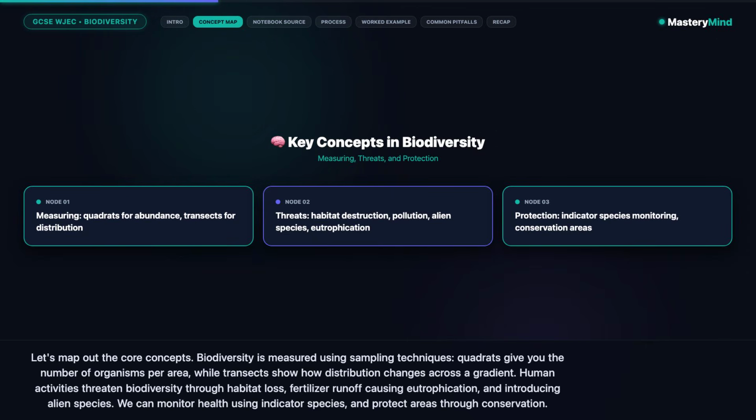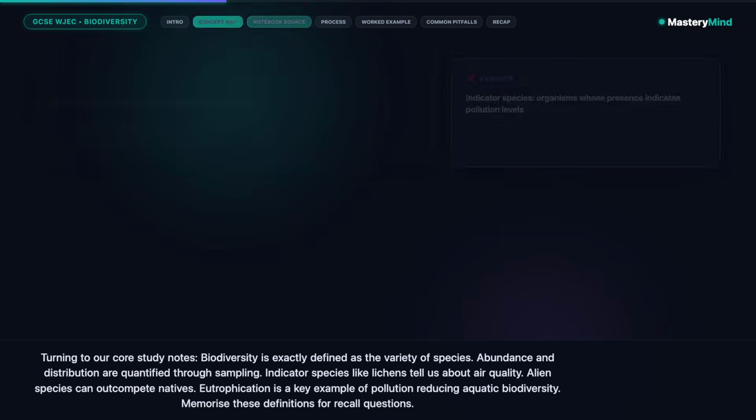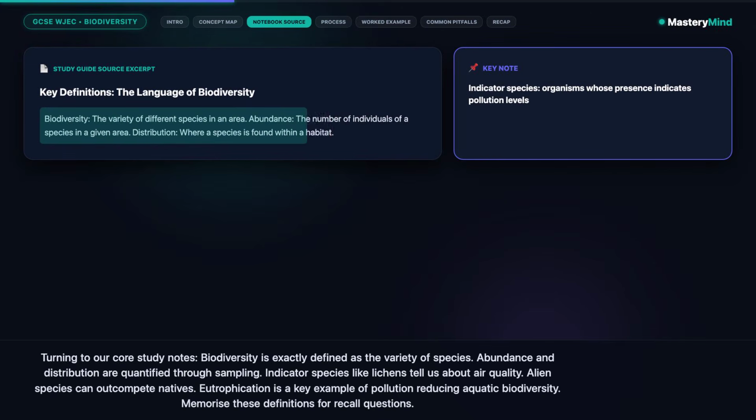Turning to our core study notes, biodiversity is exactly defined as the variety of species. Abundance and distribution are quantified through sampling. Indicator species like lichens tell us about air quality. Alien species can outcompete natives. Eutrophication is a key example of pollution reducing aquatic biodiversity. Memorize these definitions for recall questions.